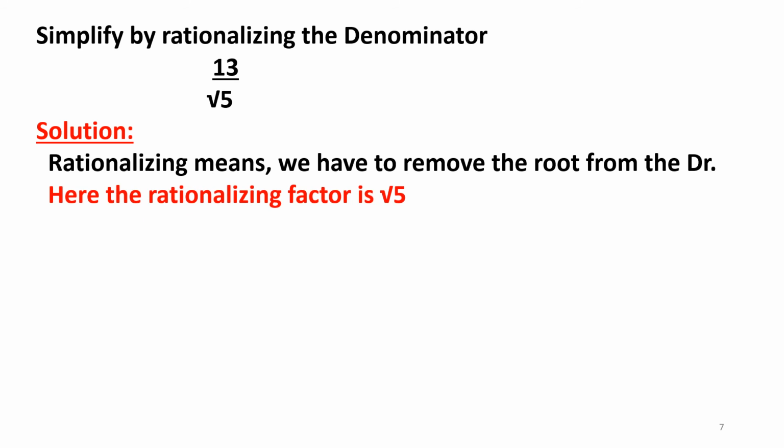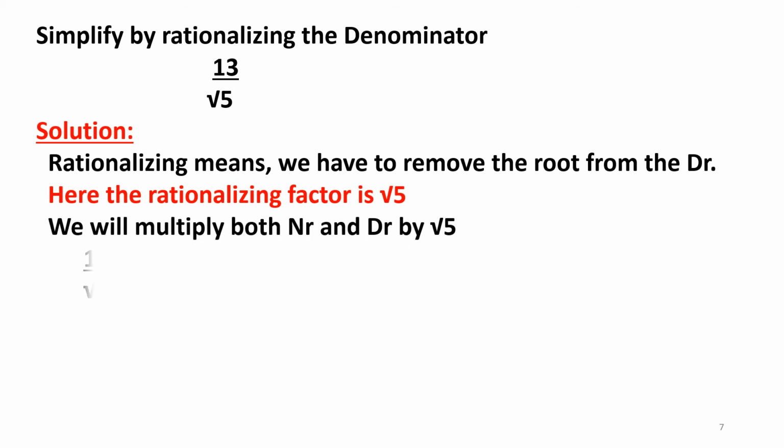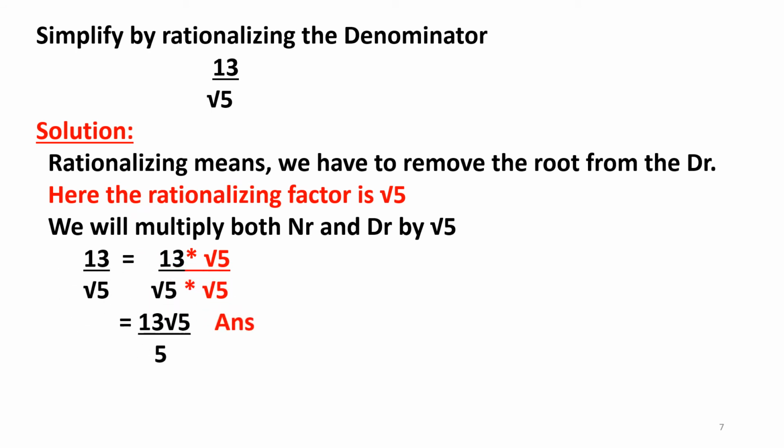Here the rationalizing factor is root 5. We have to multiply both numerator and denominator by root 5. See, we are multiplying both numerator and denominator. Numerator becomes 13 root 5. Denominator becomes 5. We know root 5 into root 5 is 5. One more.